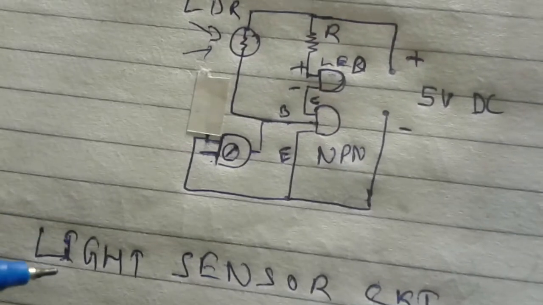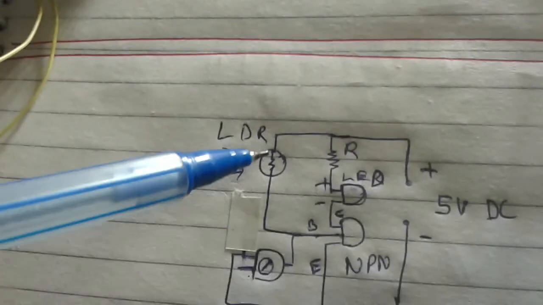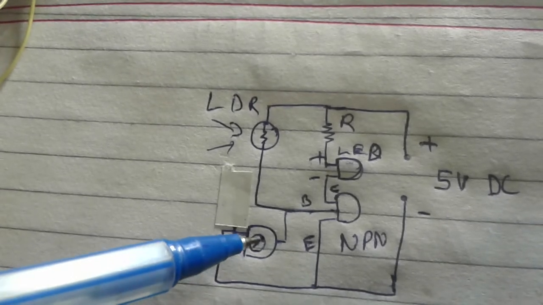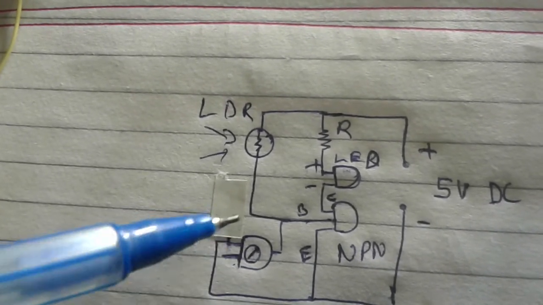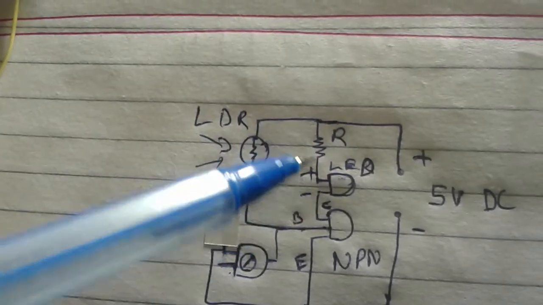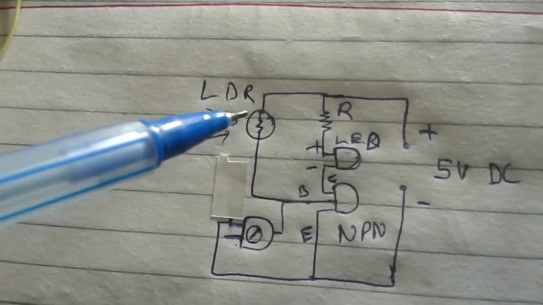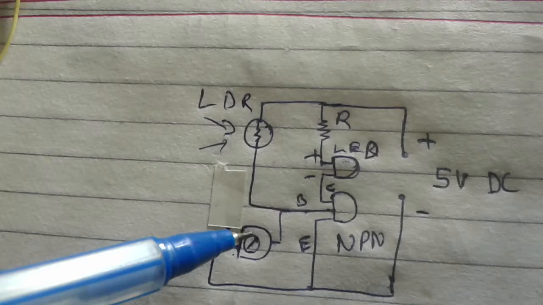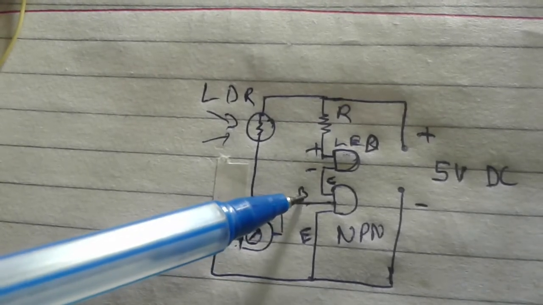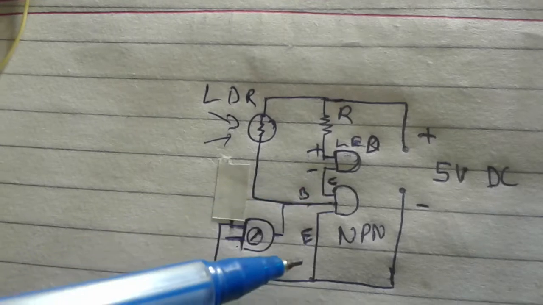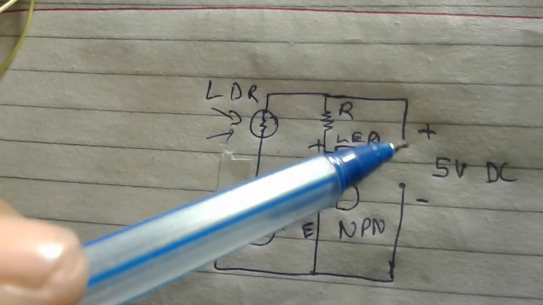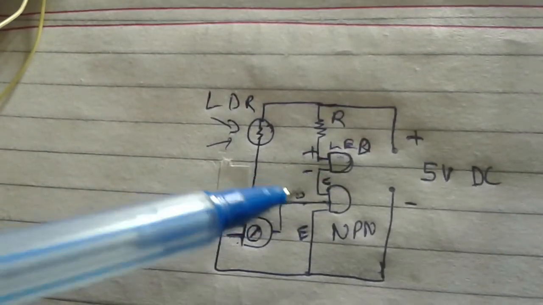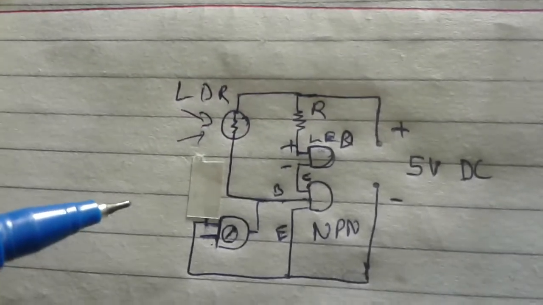The only difference between this light sensor and the dark sensor is the position of this LDR as well as this variable resistance, and the variable resistance in this circuit is useful to increase or decrease the sensitivity of the light sensor. The LDR is connected between the base and the collector of the transistor, and this variable resistance is connected between the base and the emitter of this transistor. And these are the power supply connections. This is the positive one, this is the negative one. Let me show you how it's working in the breadboard circuit.